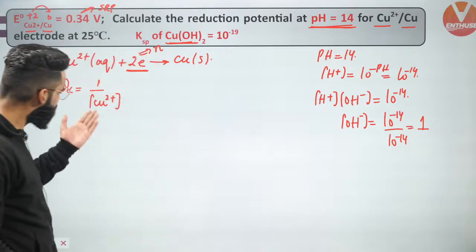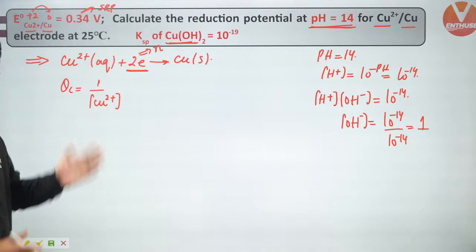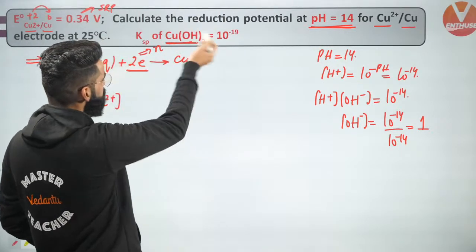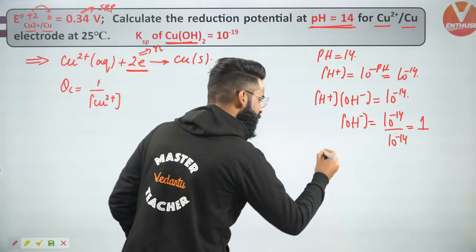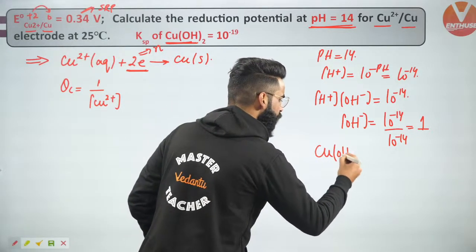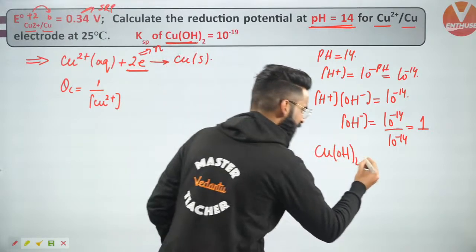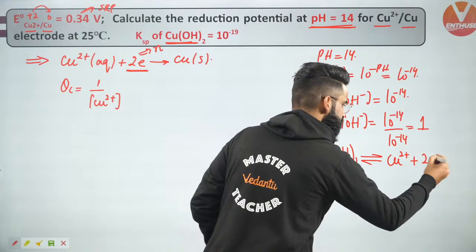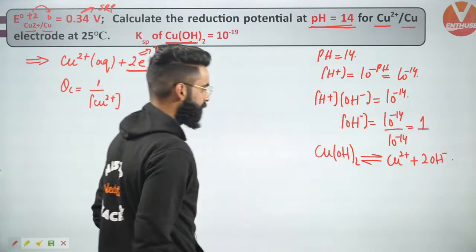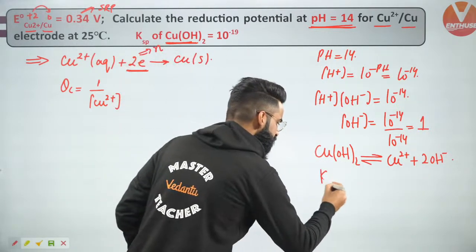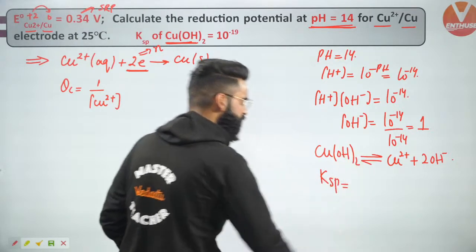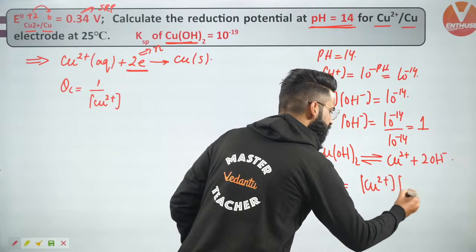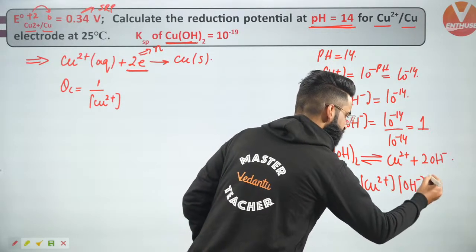But what do I need? Do I need the concentration of OH⁻? I need the concentration of Cu²⁺. For that, I'll use one more thing. Cu(OH)₂, its Ksp is given to me, yeah? So I'm going to write something like this. Cu(OH)₂, since its Ksp is given to me, I'm going to break it into its ions. It's going to be Cu²⁺ aqueous plus 2 times OH⁻ aqueous. Yes? Can I write the expression of Ksp for this Cu(OH)₂ right here? It's going to be simply the concentration of Cu²⁺ multiplied by the concentration of OH⁻ raised to the power 2.